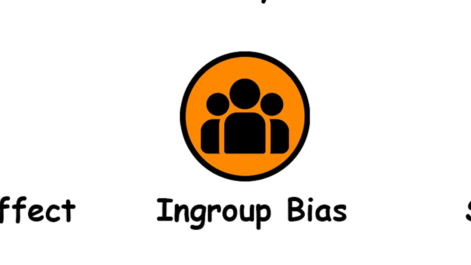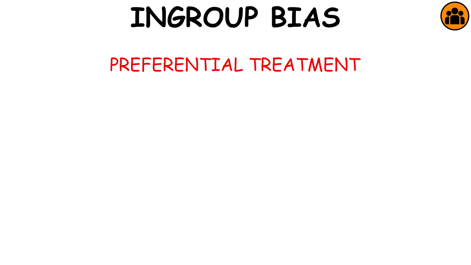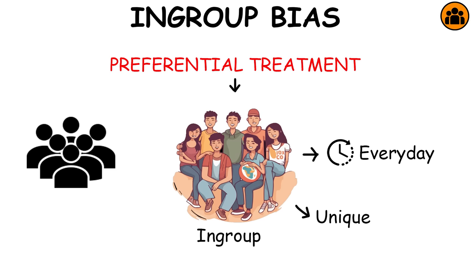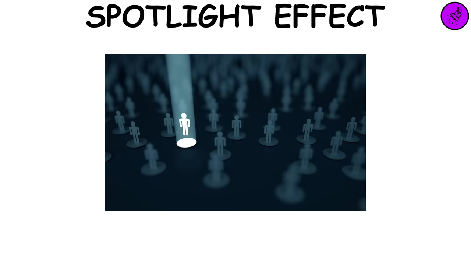Ingroup bias. Ingroup bias is the tendency for people to give preferential treatment to others they perceive to be members of their own groups. It usually happens because we encounter and interact with people in our group much more frequently than with strangers. This makes people in our group seem unique, while people outside of our group seem boring and conformist. The mere exposure effect also plays a role in this bias. Spotlight effect. It's the sensation that everybody is focused on us that comes from overestimating the extent to which other people notice our appearance or behavior.